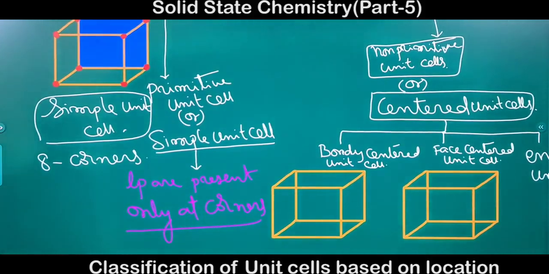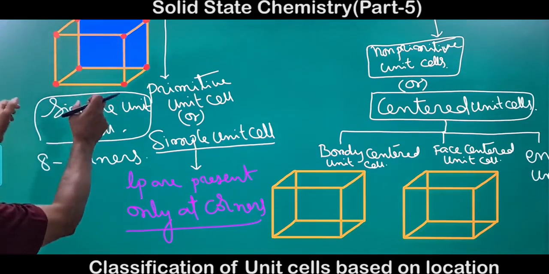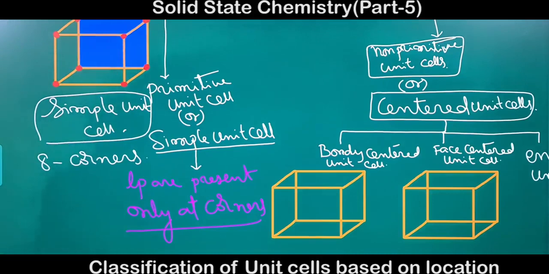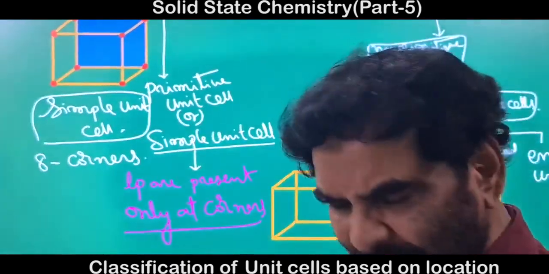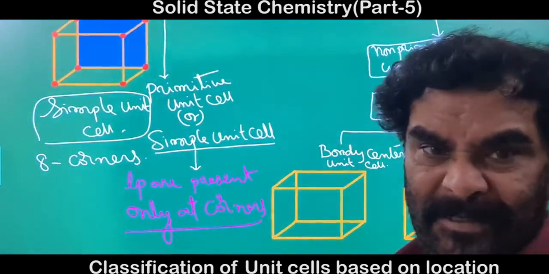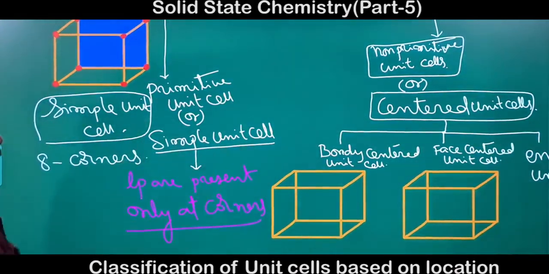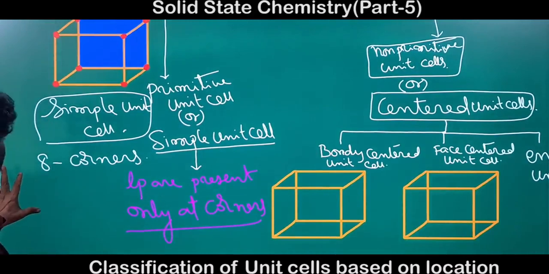So there are only 8 corners, meaning 8 lattice points are present in the unit cell. If there are atoms, 8 atoms are present. Polonium is the example of this category; in all books, polonium is given. I am not talking about the examples now.